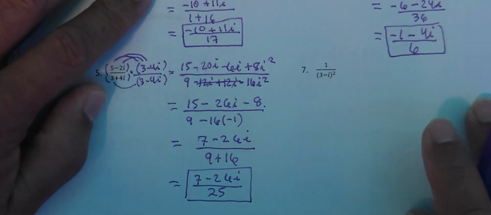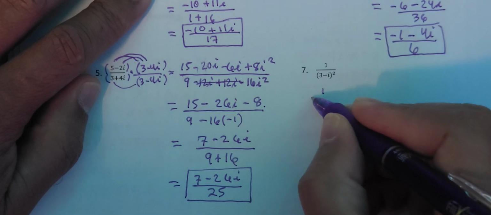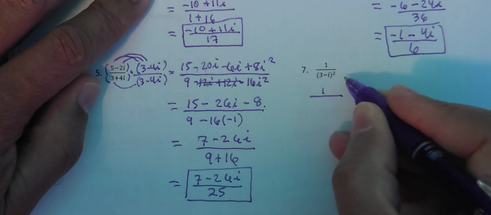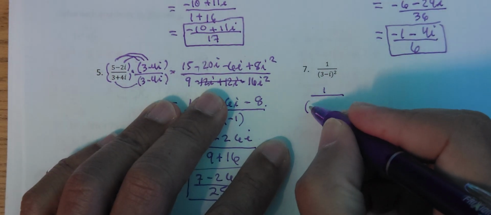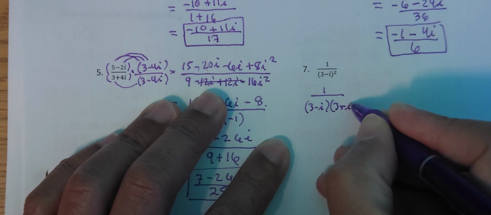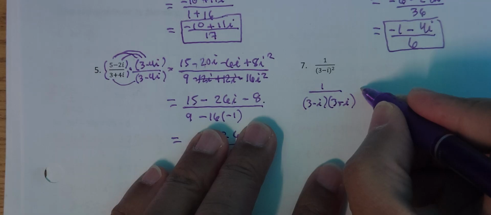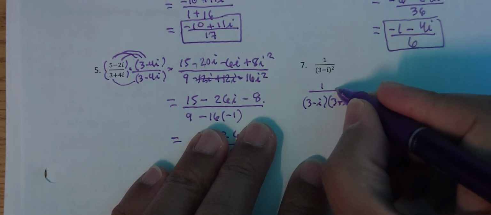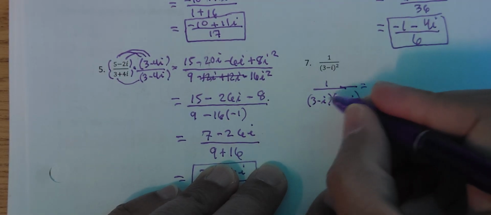Okay, the last example in this video. Notice this has, let's see, 1 over 3 minus i squared means we have 2 of them, right? So for this one, I'm going to do 3 minus i times 3 minus i. So when I need to multiply by this, I'm going to multiply first by using FOIL.